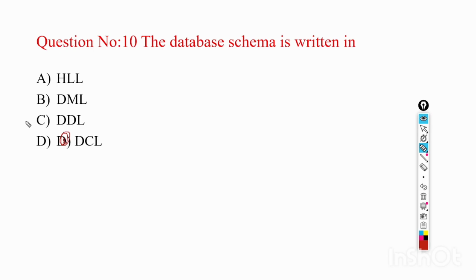So this we call a relation. For example, there is one student table. So what is the relation? The student table is one relation. That is nothing but the relational model. Moving to the next question.